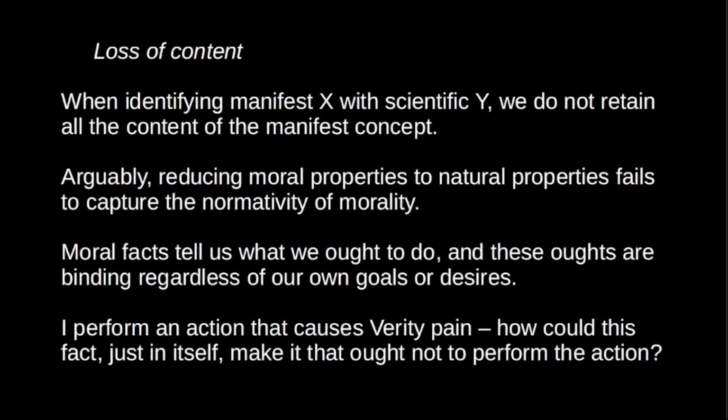So take the case of moral properties again. One challenge to attempts to reduce moral properties to the properties described by science is that this is going to just eliminate something crucial to morality, namely normativity. This is a classic example. This is a classic objection to moral naturalism: look, moral facts tell us what we ought to do. They tell us what we have reason to do.